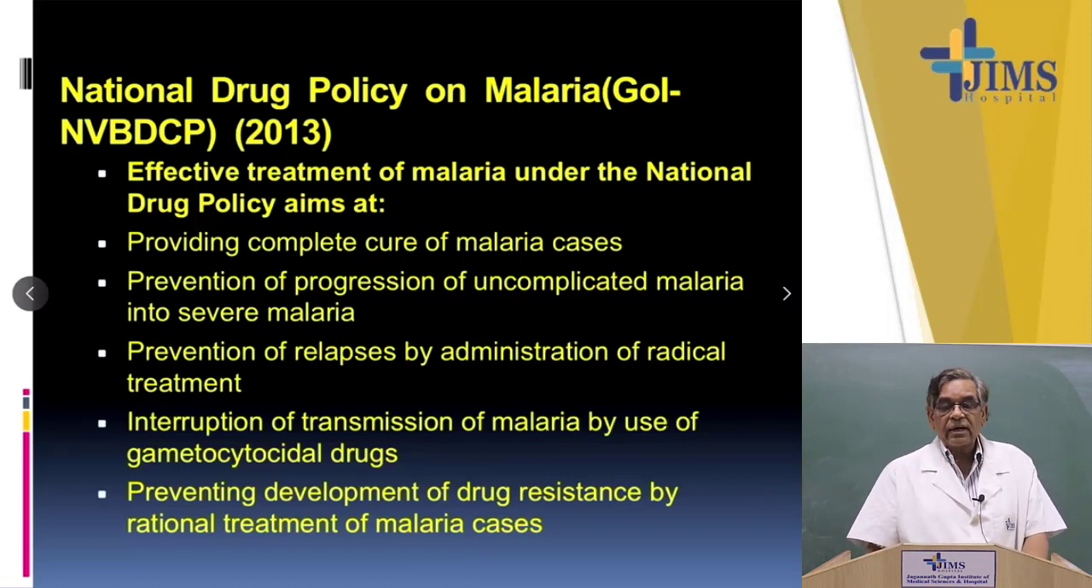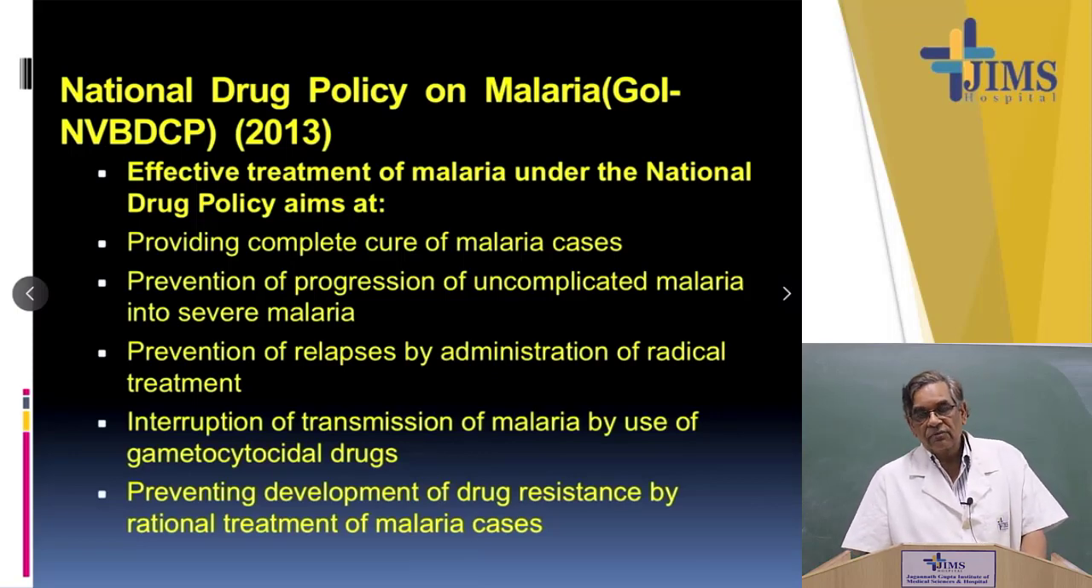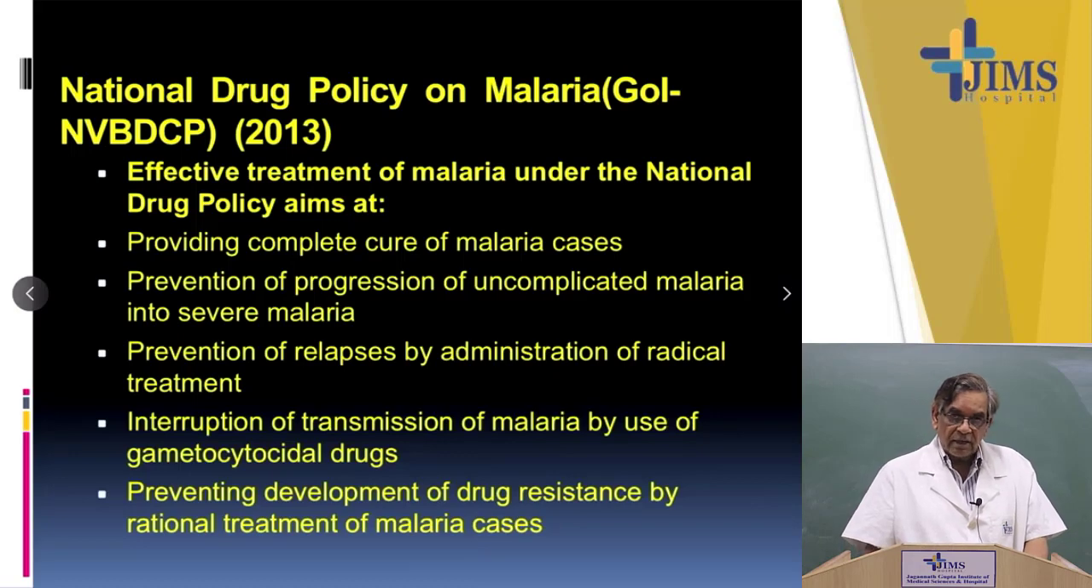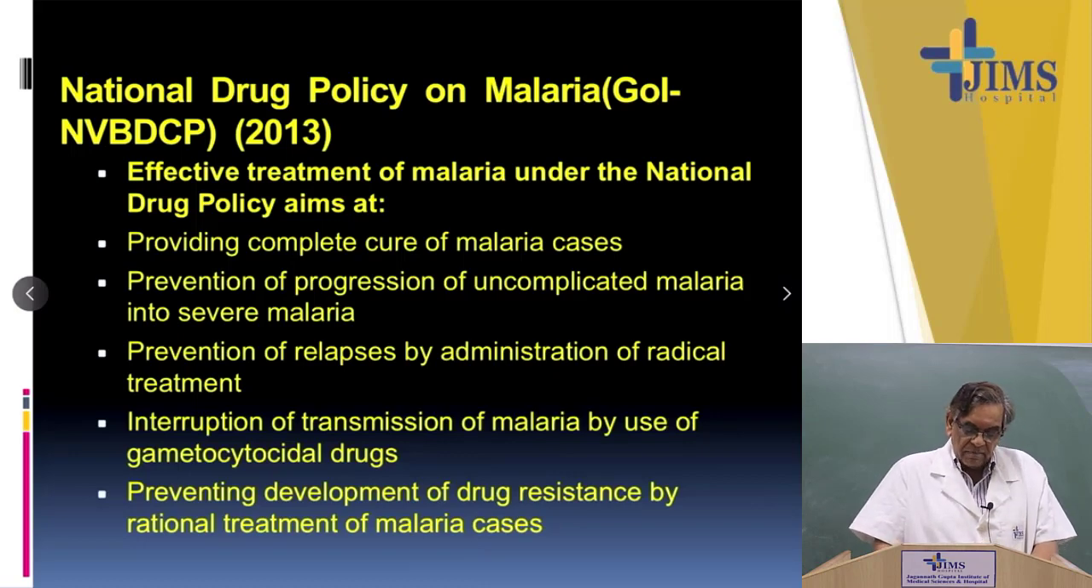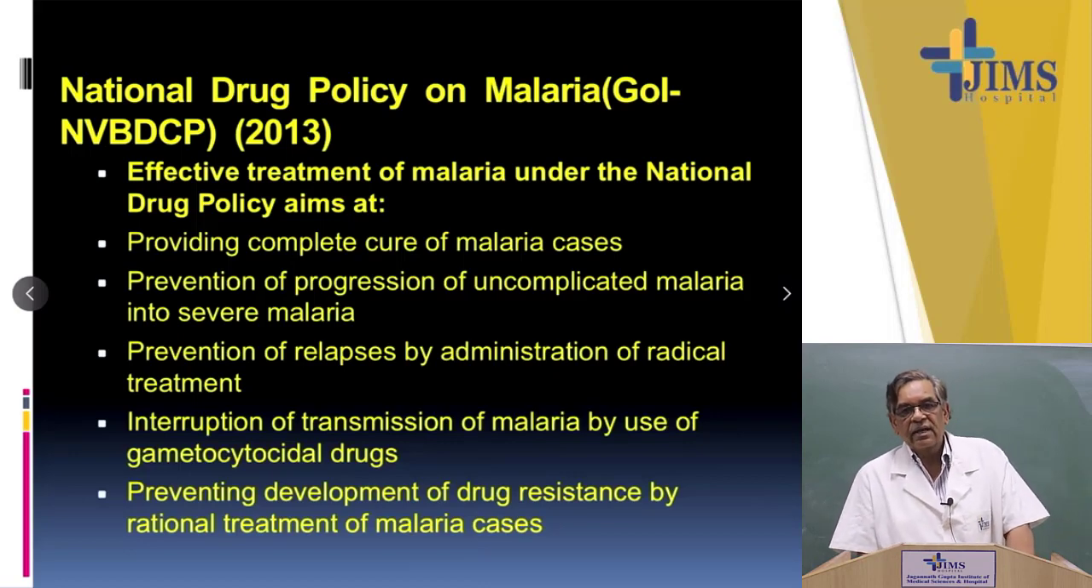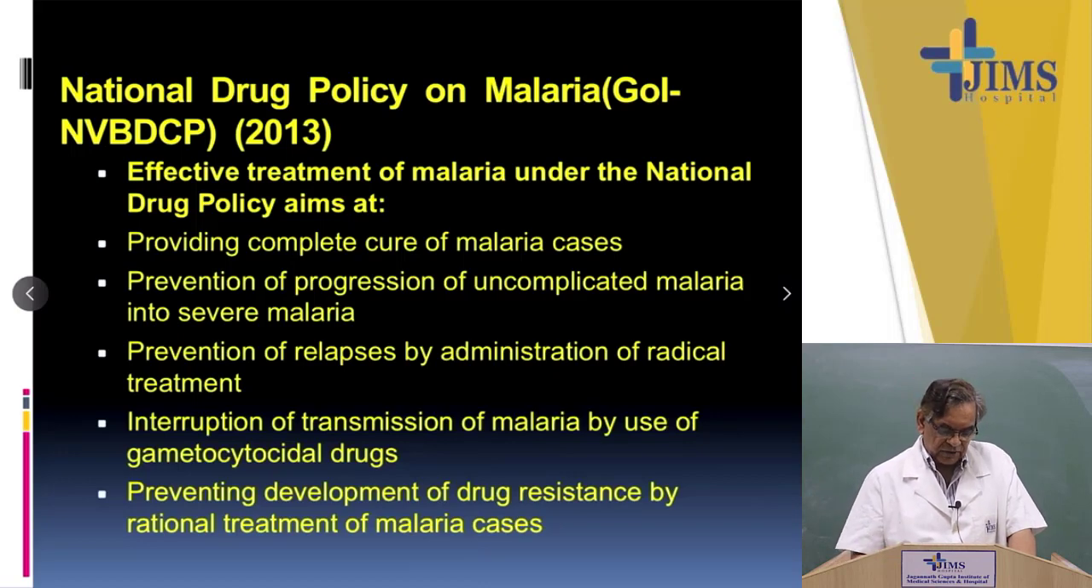The relapses, where do you get? You get the relapses in P vivax malaria. So administration of radical treatment. What is the radical treatment administration? By giving primaquine. For how many days? 14 days. In which malaria? P vivax malaria. Interruption of transmission of malaria by use of gametocidal drugs. Like in P falciparum malaria, primaquine is given as a gametocidal drug to prevent transmission.